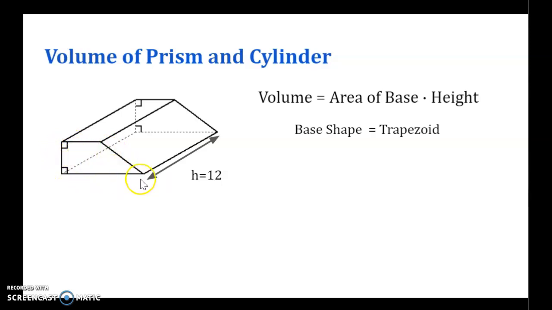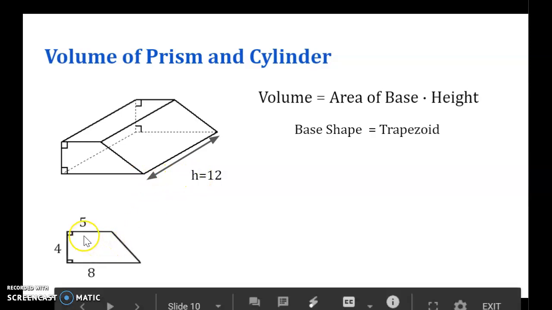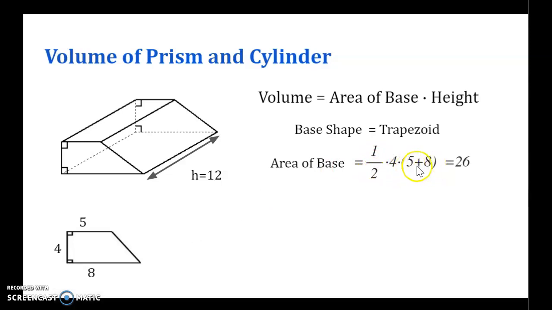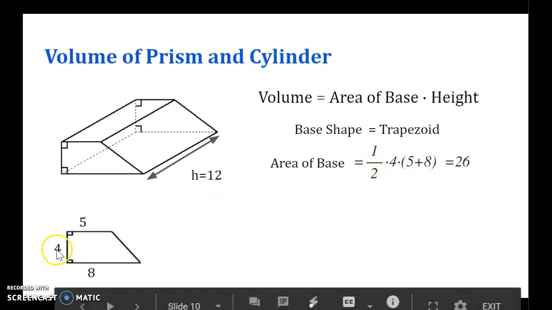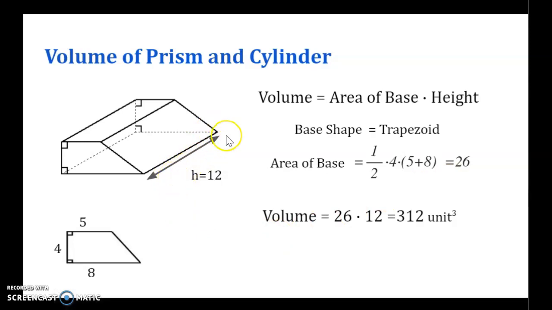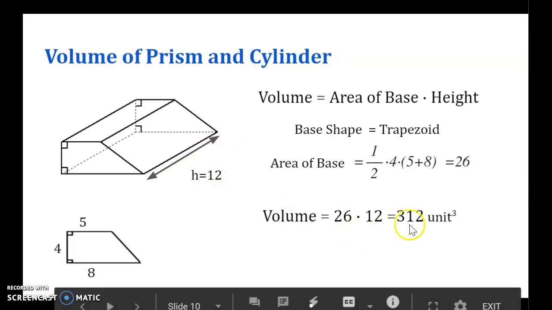And how do we figure out the area of the trapezoid? It is going to be the average of the two different lengths. So 5 plus 8 divided by 2, then multiply by the height. That is how we get the area of a trapezoid. So it's going to be half times the sum of 5 plus 8. Add those two lengths together and divide by 2, and then multiply that by the height. And that gets you 26 units squared. That's the base area, and then we multiply that by the height, which is 12, so that gets us to 312 unit cubed.